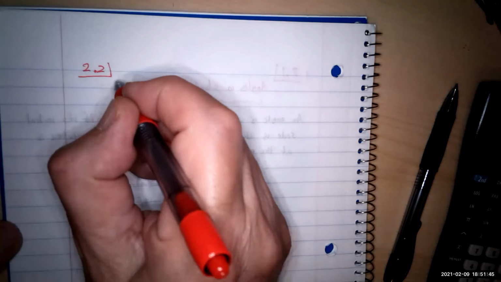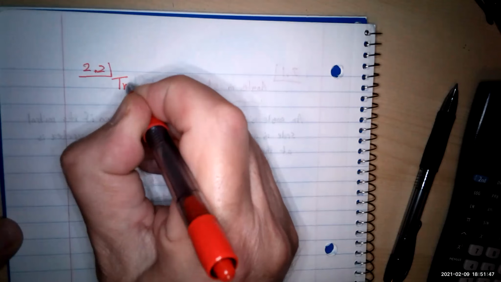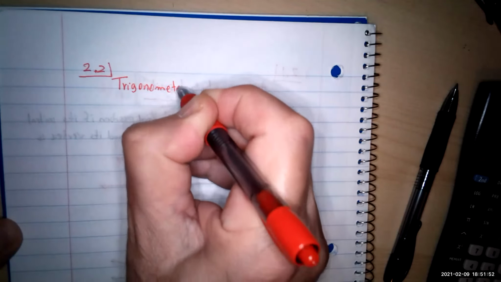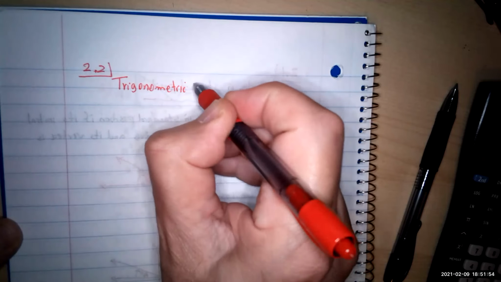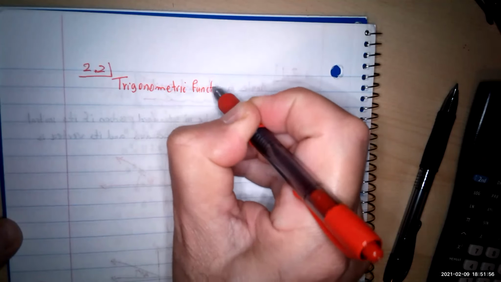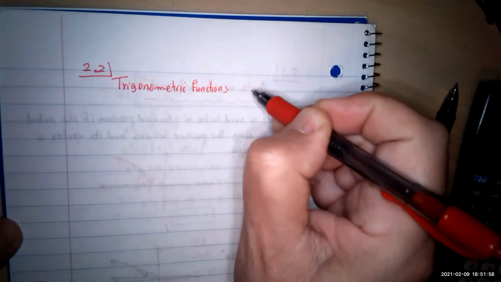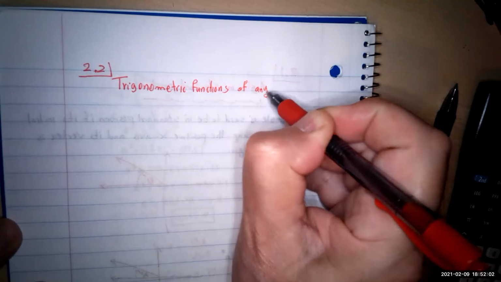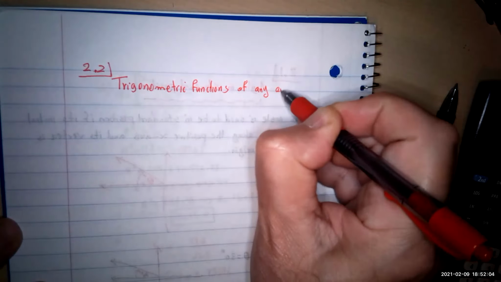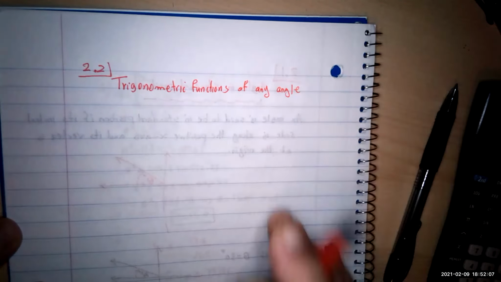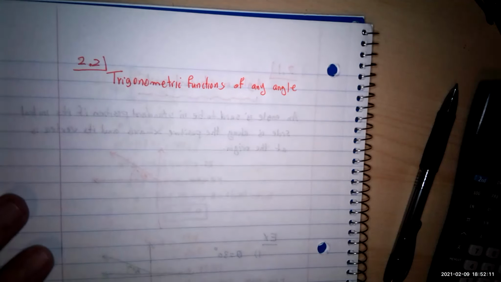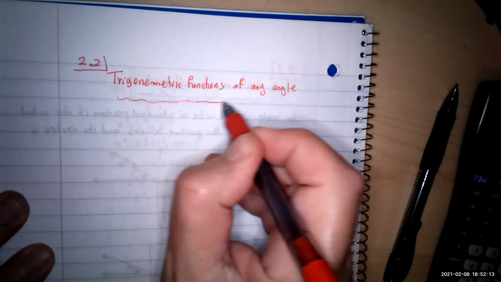So how are we going to define a trig function? Trigonometric functions of any angle. So no restriction. Before, we were restricted to the right triangle, but not anymore.